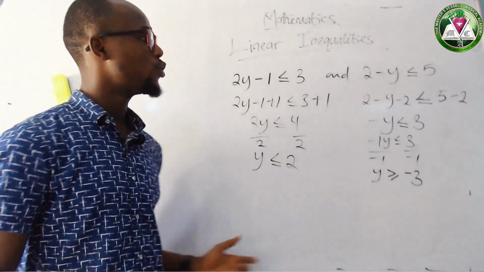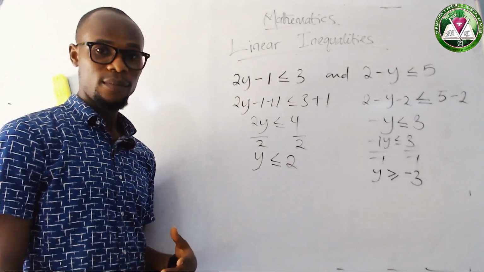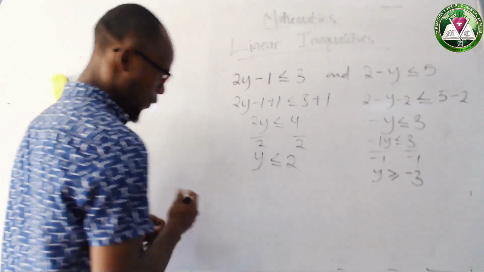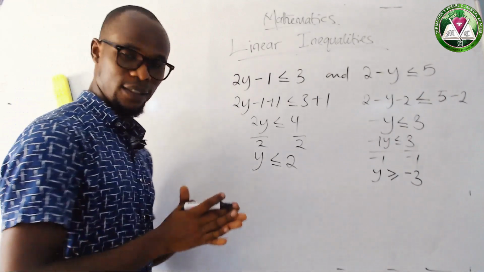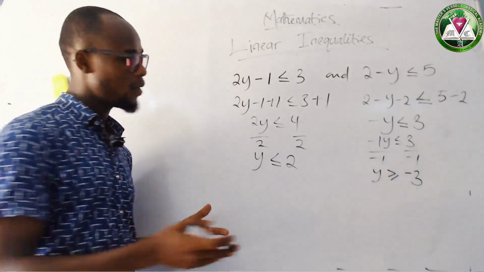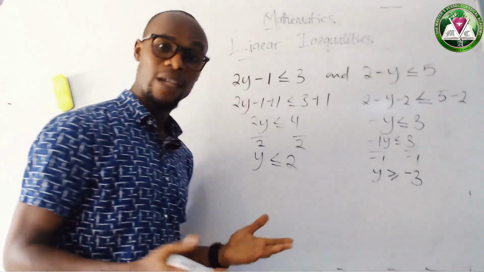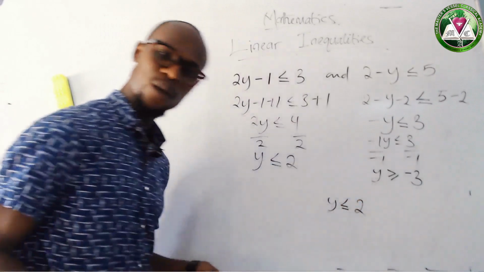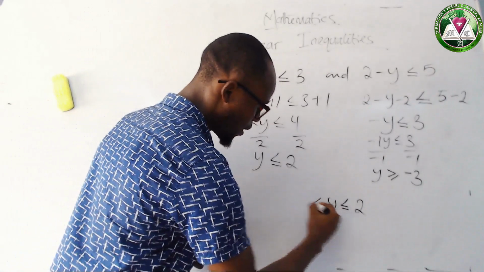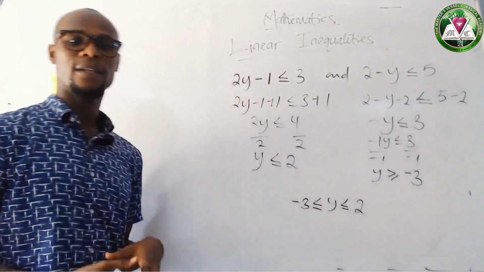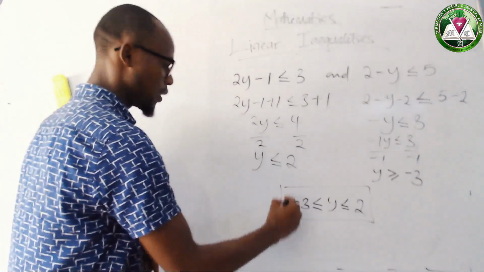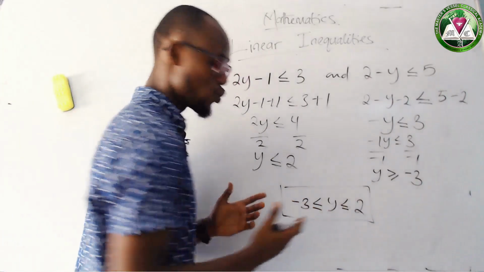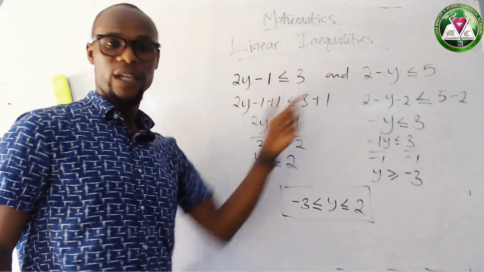Now these are the solutions to these inequalities. But we can still combine these two solutions to be one inequality. So from here we have that y is less than or equal to 2, and at the same time y is also greater than or equal to minus 3. And this gives the solution for this inequality. That means that any value we choose between minus 3 and 2 will satisfy both of the inequalities.